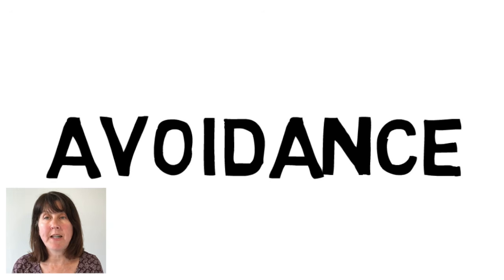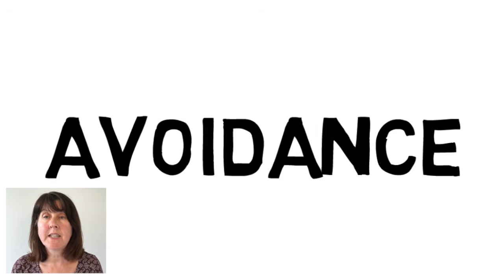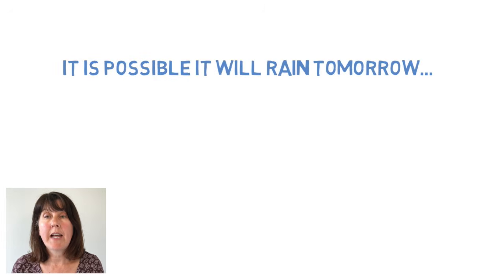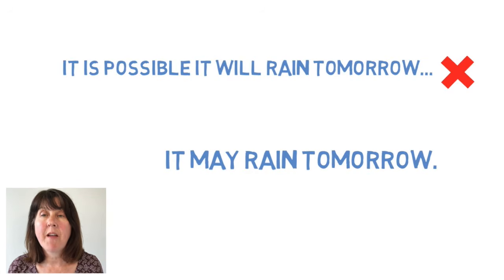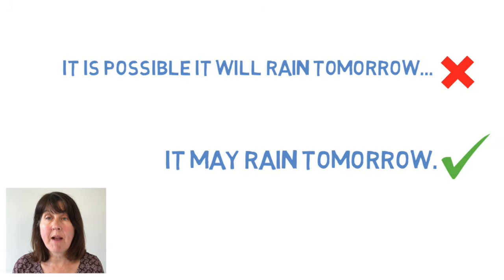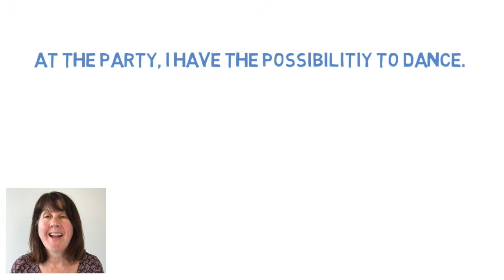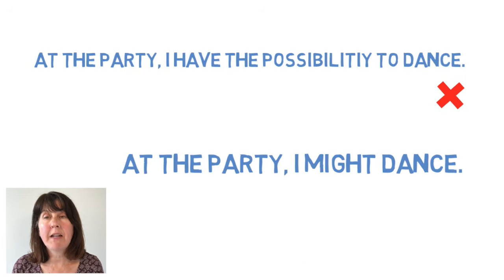Sometimes non-native speakers avoid using modals for fear of getting it wrong. This can sound unnatural. Here are some examples. It is possible it will rain tomorrow. This is grammatically correct, but not what a native speaker would say. They would be more likely to say, it may rain tomorrow. Or, at the party, I have the possibility to dance. Again, it would be better to say, at the party, I might dance.